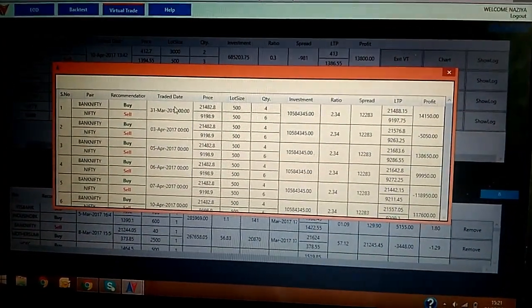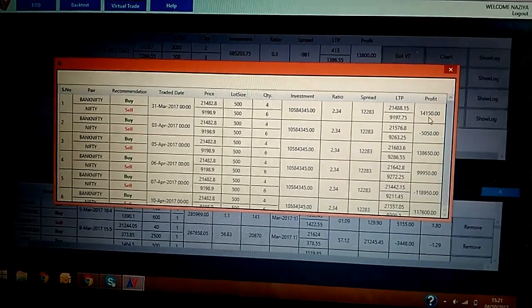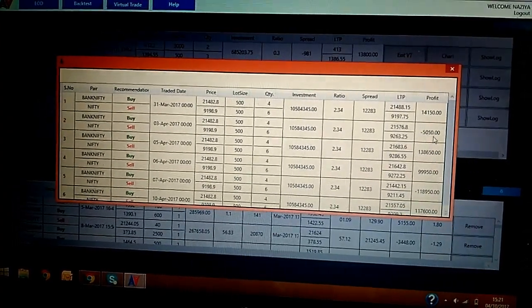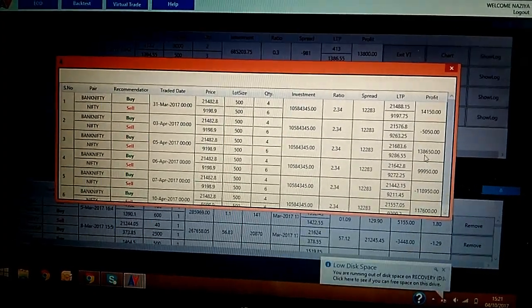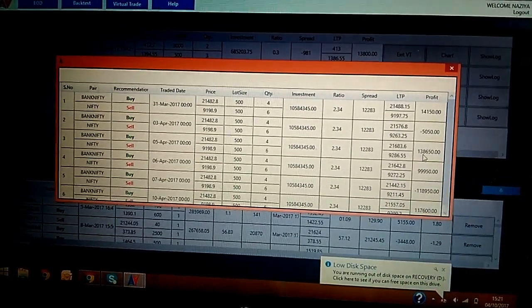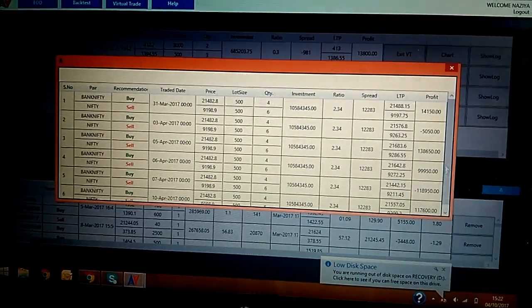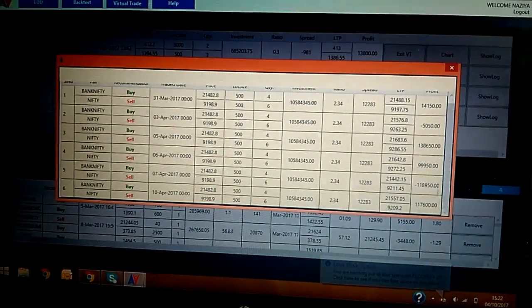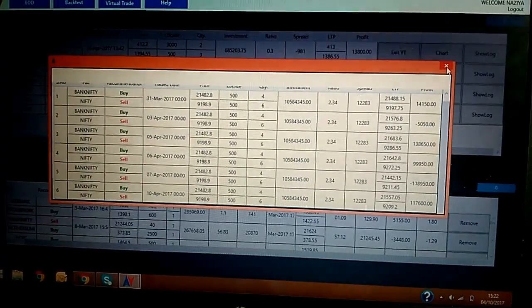So we have added this pair on 31st March. Okay, the first day we got a profit of 14,150, the second day we got a loss of 5,050, then on the third day we got a profit of 1,38,650, and then like this you can keep on checking day wise, and close it.